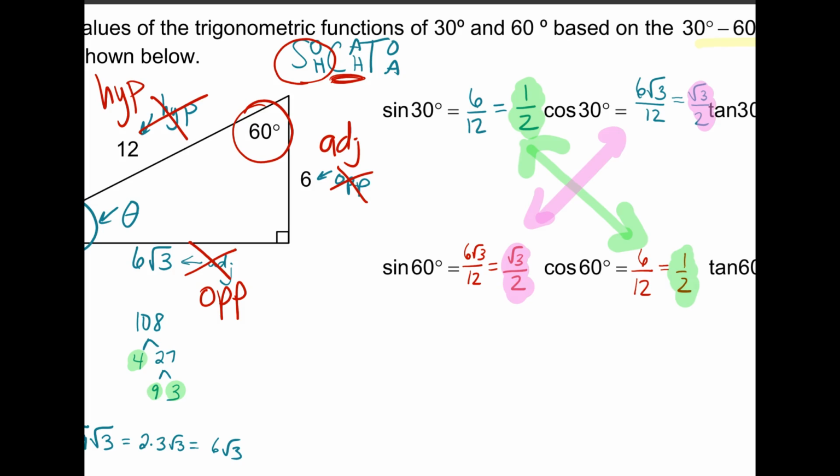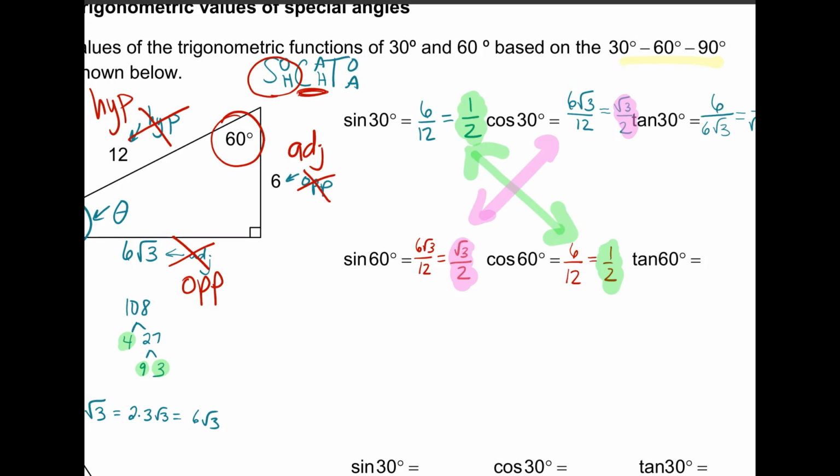Well, not quite. And so the whole reason is because here, what used to be my opposite side is now my adjacent side, and what used to be my adjacent side is now my opposite side. So cosine of 30 and sine of 60 were the same. But you'll see this pattern.